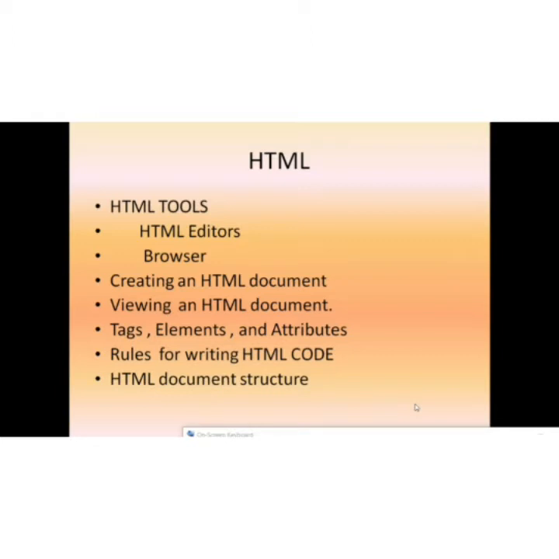Clear? Then attributes. The attributes are used to give some extra information about the tag so that your web page looks better. Like we studied, background color is equal to this, font size. So font is the name of a tag and size is the attribute of it. Fine. Then the rules for writing HTML code are that they are not case sensitive. You can use uppercase or lowercase, both are acceptable.